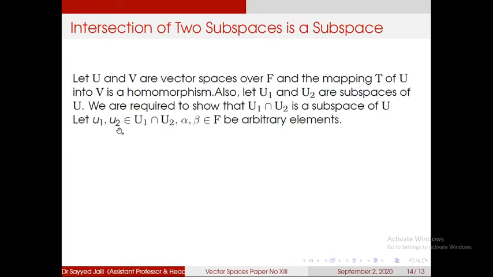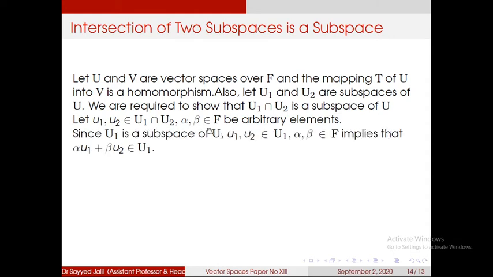So let us consider two elements u1 and u2 of U1 intersection U2, where alpha and beta are field members. These are members of U1 intersection U2. That means they are members of U1 as well as of U2, and it is given that U1 and U2 are subspaces. So since U1 is a subspace of U and u1, u2 are elements of U1, alpha, beta belong to F, it implies that their linear combination is again in U1. Why? Because U1 is a subspace. Alpha u1 plus beta u2 belongs to U1.